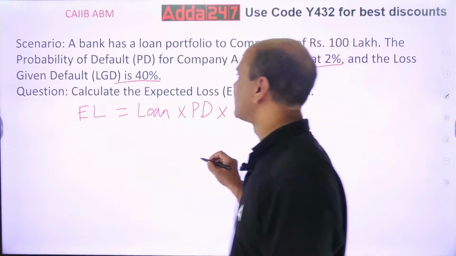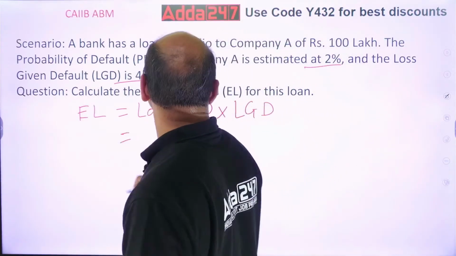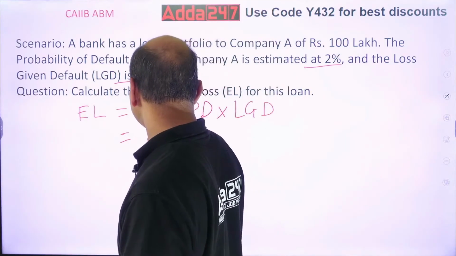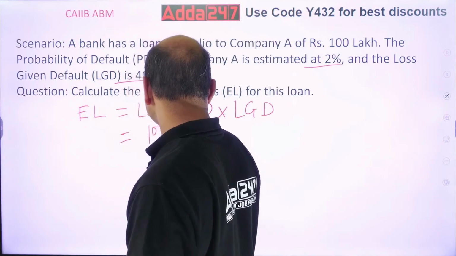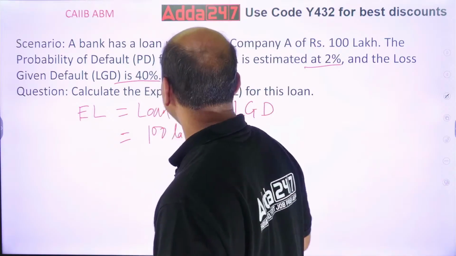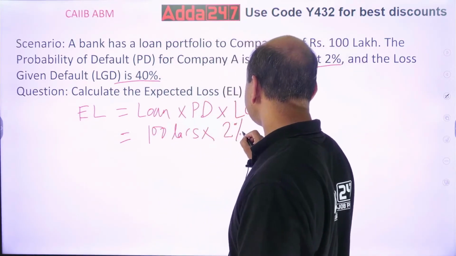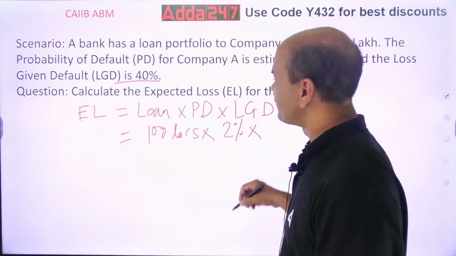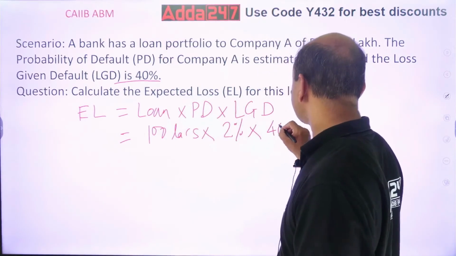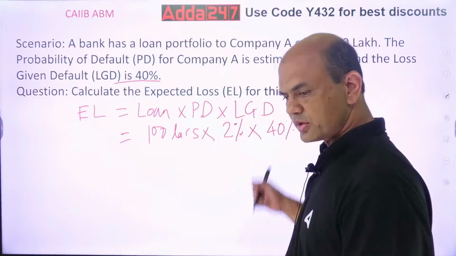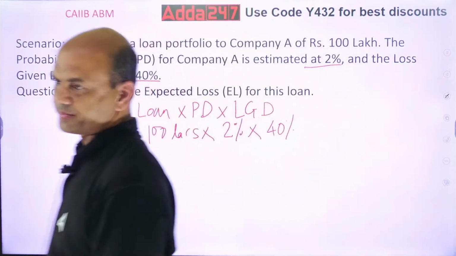So that is equal to what? What is the loan now? The loan is 100 lakhs, into probability of default, which is 2%, into LGD, which is 40%. So calculate it.